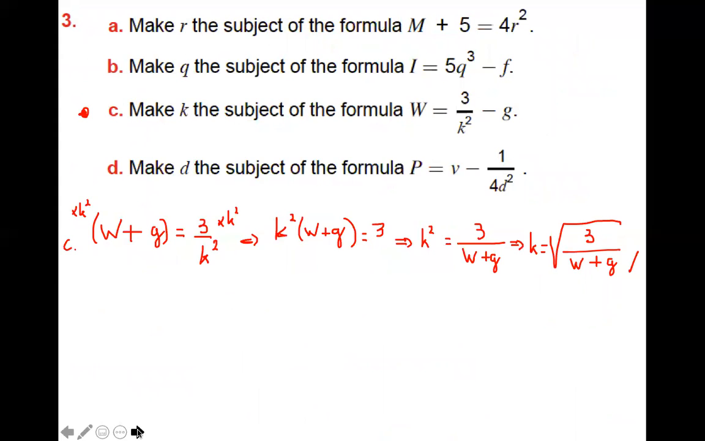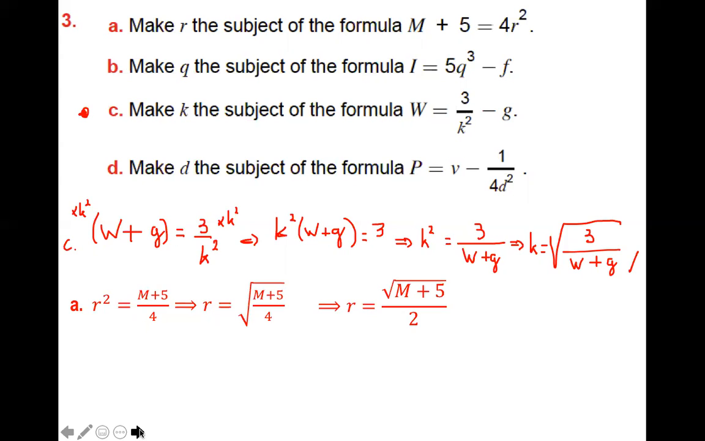For the next one, it's again formulas. So make r the subject. I've got m plus 5 equals 4r squared. So I'm going to divide by 4 first. Then I've got m plus 5 divided by 4. And then to get rid of a square, we take the square root. But in its simplest form, square root of 4 is 2. So you get your square root of m plus 5 at the top divided by 2. So that could be 2 or 3 marks.